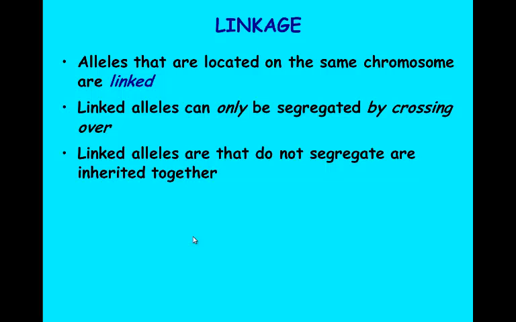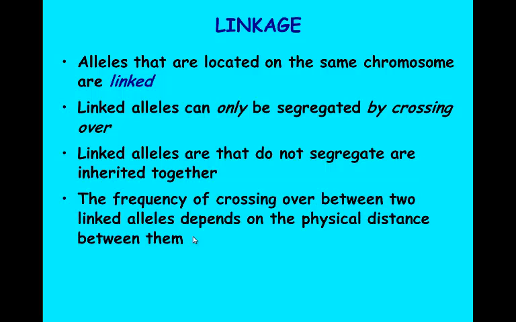We can talk about alleles that are located on the same chromosome as being linked, and this will make sense in a minute when we get back and look at sex again. So linked means that an allele is found on the same chromosome. If two alleles are linked, the only way they're going to separate from each other when meiosis occurs is if crossing over occurs. And linked alleles that do not segregate are inherited together.